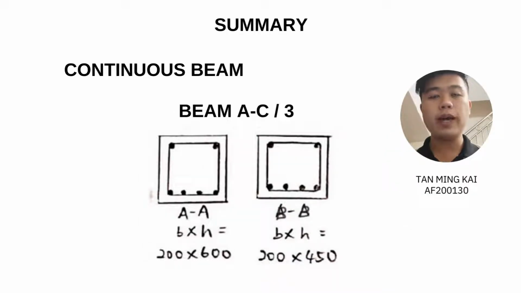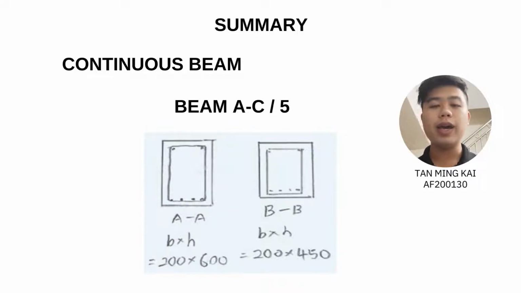For the beam A to C/3, the beam size for the section AA is 200 times 600, while the section BB is 200 times 450. It needs 4 bars for the tension reinforcement and 2 bars for the compression reinforcement in both section AA and section BB. The beam A to C/5 is similar to the beam A to C/3. It needs 4 tension reinforcement bars and 2 bars for the compression reinforcement in both section AA and section BB. The beam size is the same as the beam A to C/3.